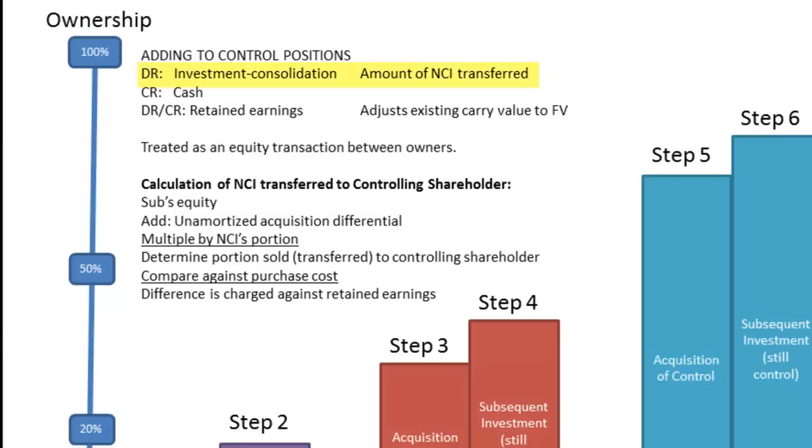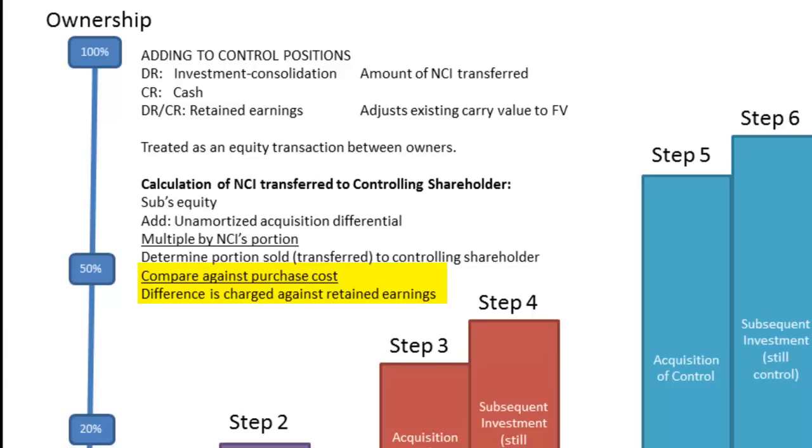What happens in an equity transaction like this is that a portion of the non-controlling interest account is transferred from the non-controlling interest to the parent. So first we need to know how much the non-controlling interest account has in it at the date of acquisition. This can be determined by calculating the non-controlling interest portion of the subsidiary's equity account and the unamortized purchase price differential, and determining on a proportional basis how much needs to be transferred over to the parent's account.